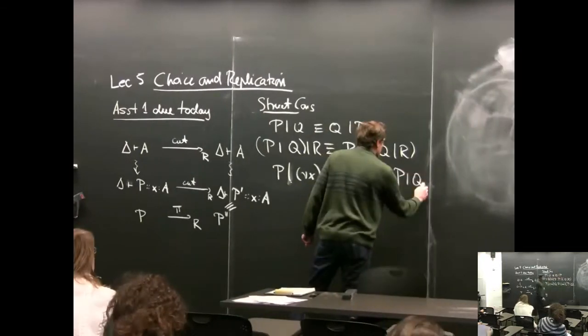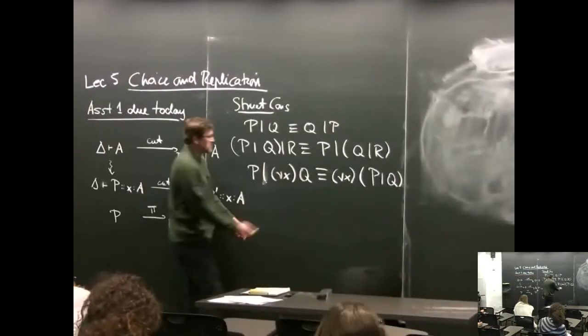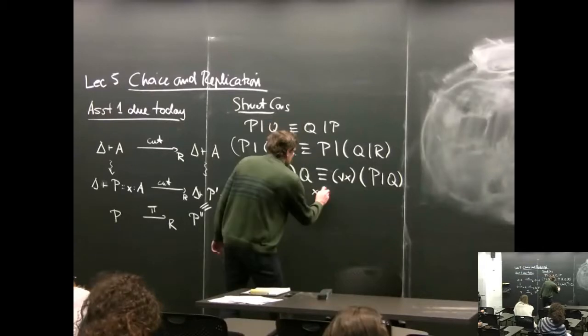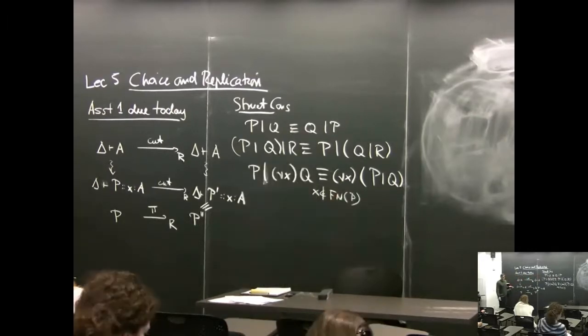Okay, and there was some condition on being able to pull that out. What was that condition? Right, X cannot occur in P. So X not in the free names of P. Okay, all right, so we'll see if we need anything else.